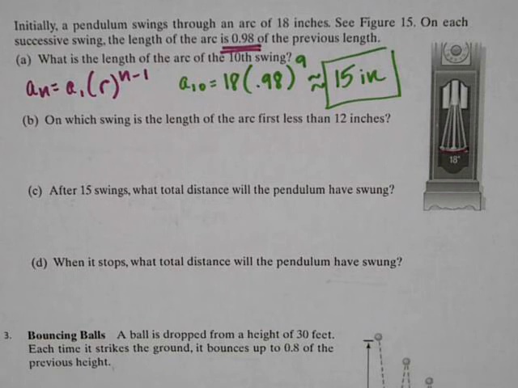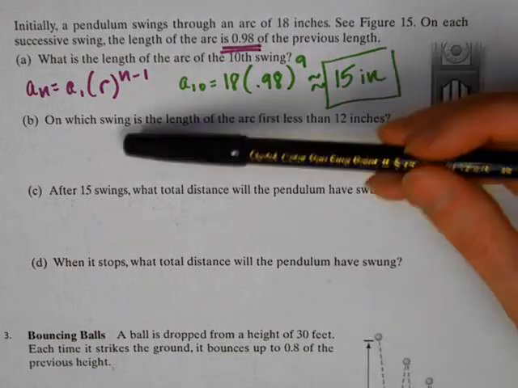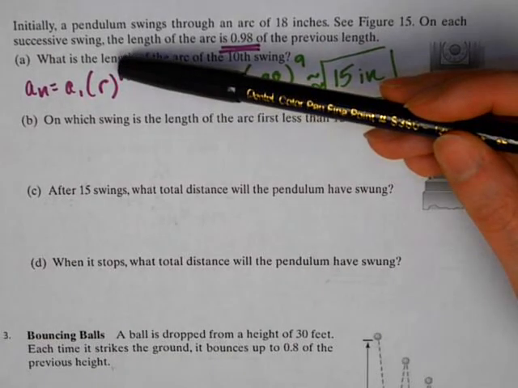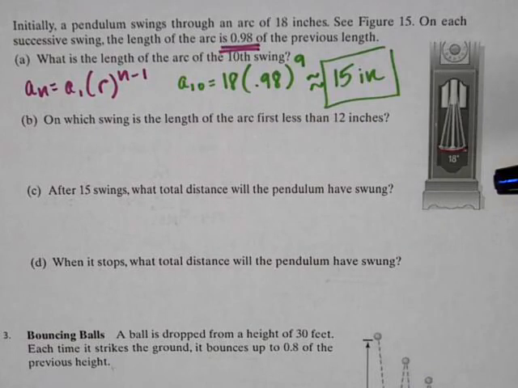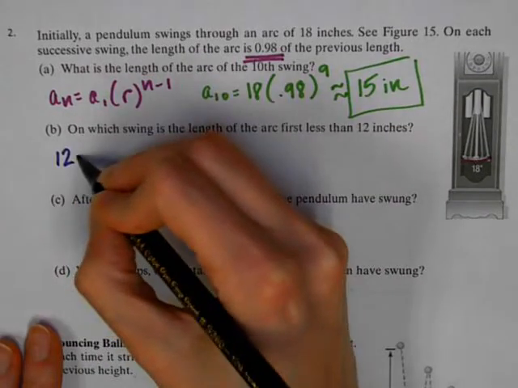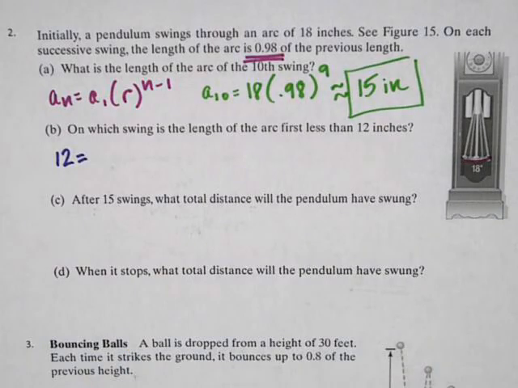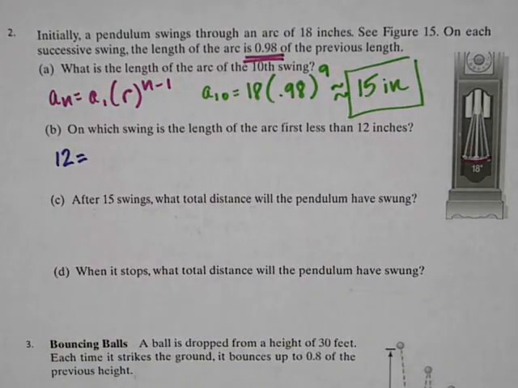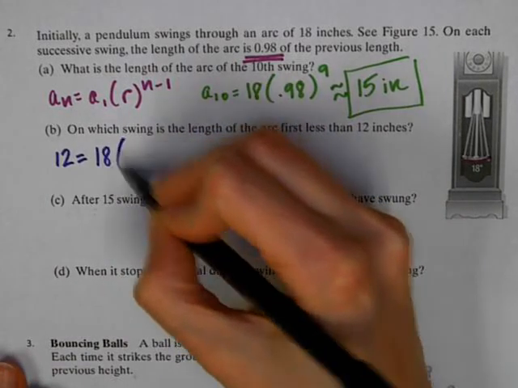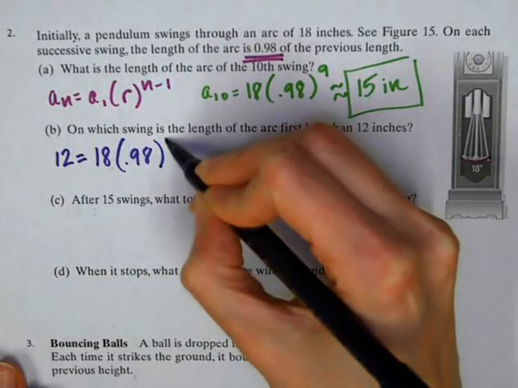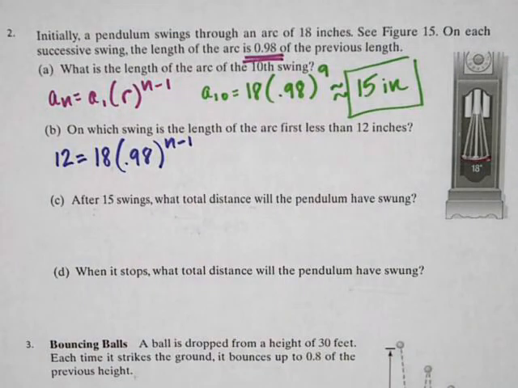B, on which swing is the length of the arc first less than 12? So now on this one we have to find n. On what swing? And we should be able to know everything else. Instead of doing less than 12, why don't we start by just doing equal to 12, and then we'll go from there. So a sub 1 we know is 18 again. R is still 0.98. N this time is missing.